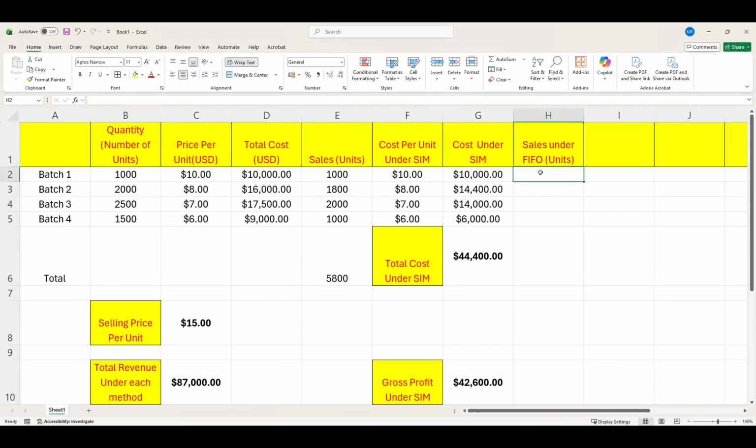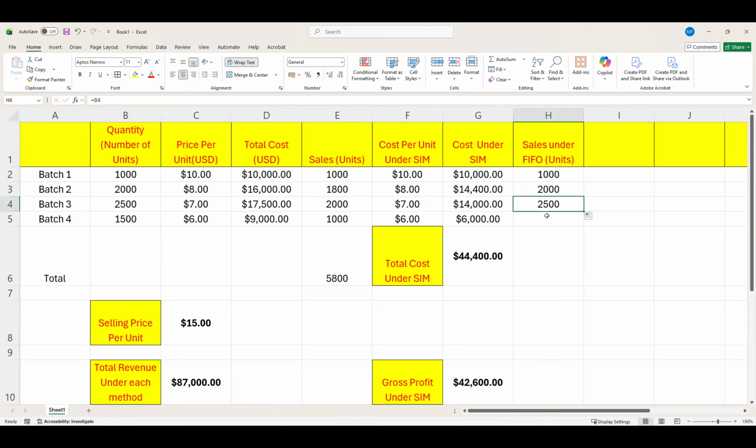So can you tell me under FIFO, will the entire first batch be assumed to be sold? Yes, very good. So this entire first batch will be assumed to be sold. Under FIFO, will the entire second batch be assumed to be sold also? Yes, perfect. Will the entire third batch also be assumed to be sold? Yes, this is also true, because even till the third batch, we are not reaching 5,800, right?